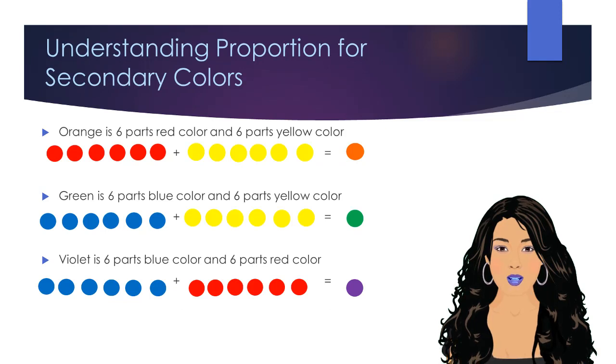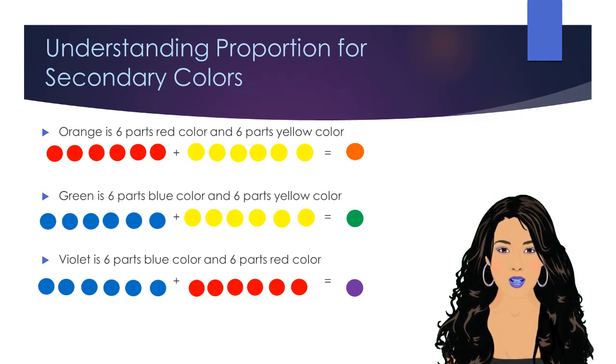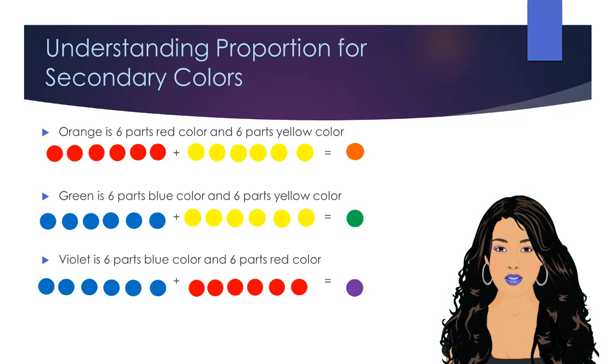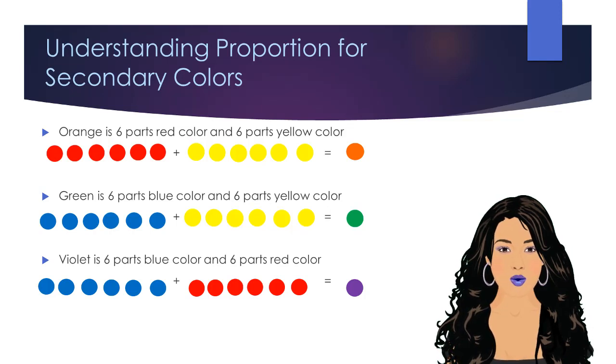Secondary colors are created when we mix two primary colors in equal proportions. Again, we are basing our color on a 12-part ratio, so in order to equally achieve 12 parts for our color ratio, we need to divide 12 parts by the two colors we will be mixing.